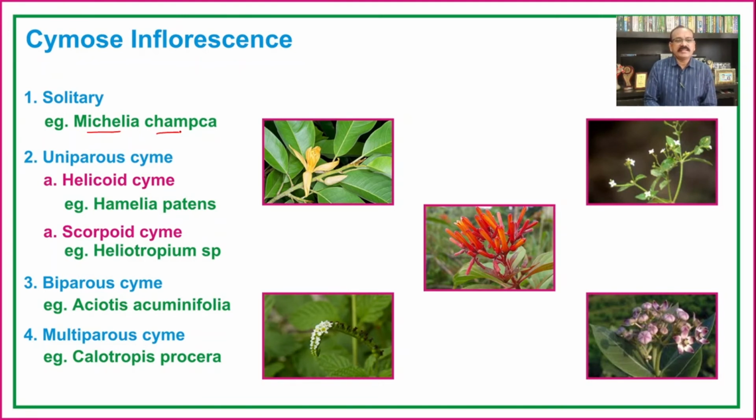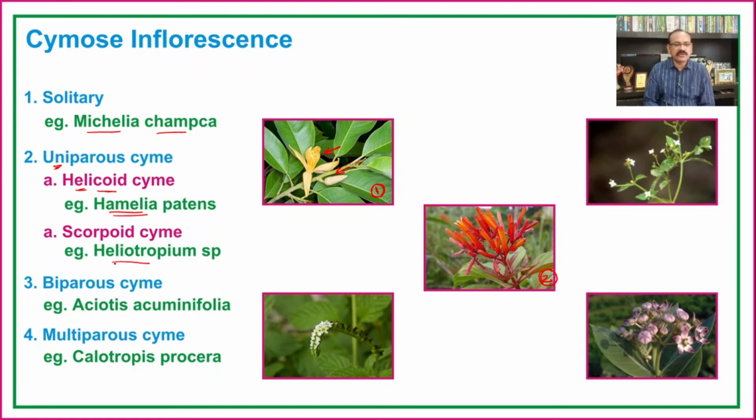Here this is an example of the solitary inflorescence in Michelia champaca. Here you are able to see there is a development of a single flower in the axil. So such type of inflorescence is known as solitary type of inflorescence. Second, that is uniparous type, that is helicoid cyme in Hamelia patens. This figure indicates the Hamelia patens, in which there is a development of the flowers on the same side only. And such type of inflorescence in which there is a development of the flowers on one side is known as helicoid cyme.